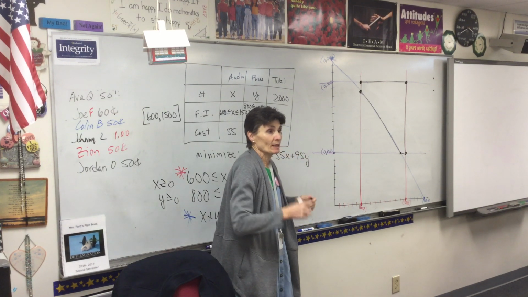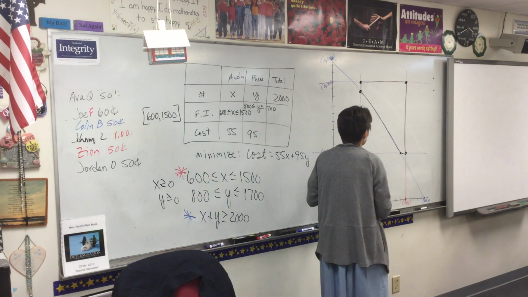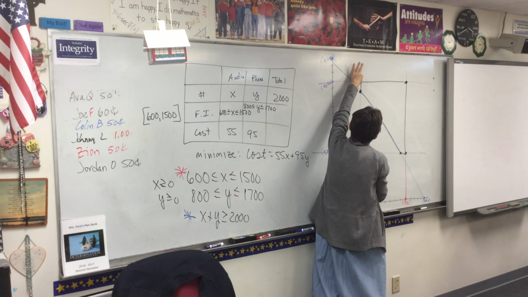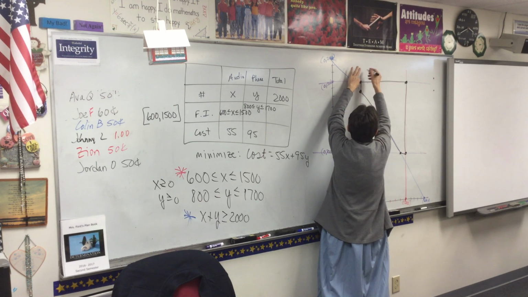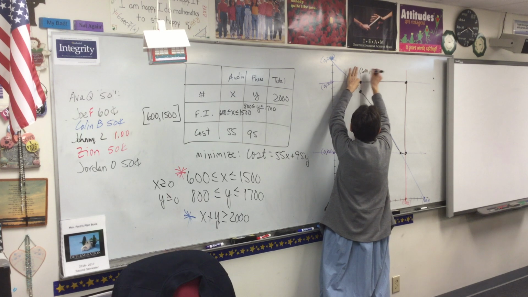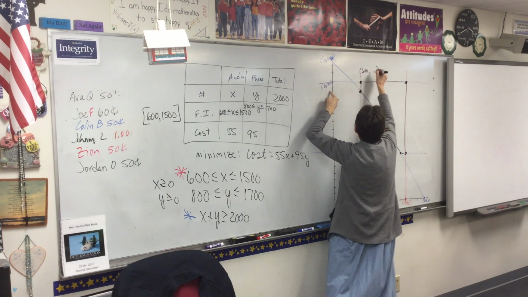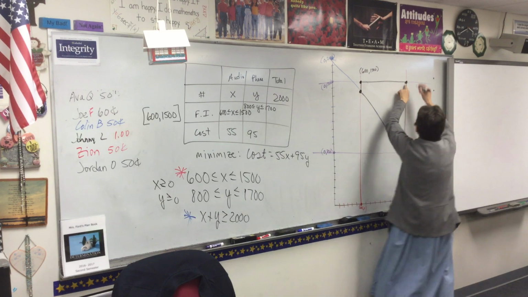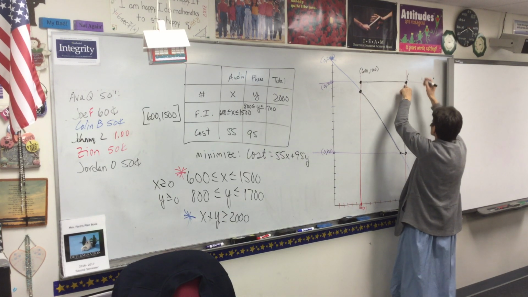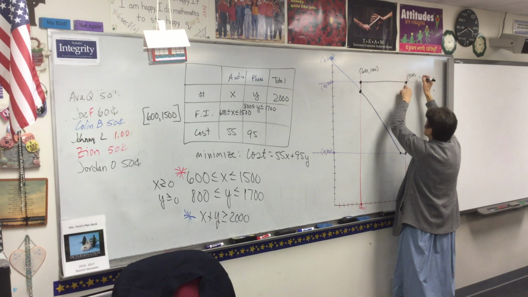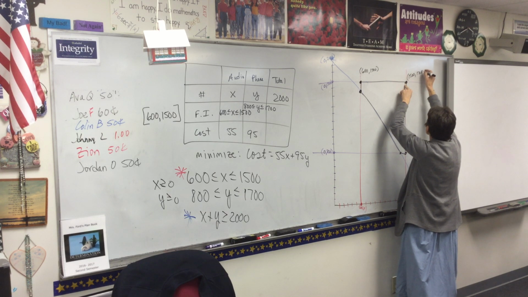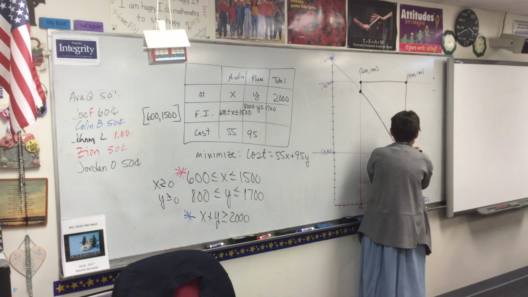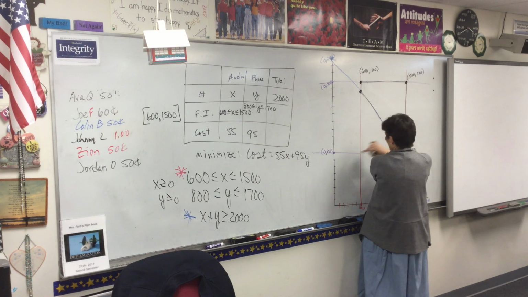Okay, so here we go. Let's start finding those points. Some of them are super simple. This point right here, this top one, is so easy. We know X is 600 and Y is 1700. Easy. So is this one. We know X is 1500 and Y is 1700. So easy. This guy right here, so easy. 1500, 800.